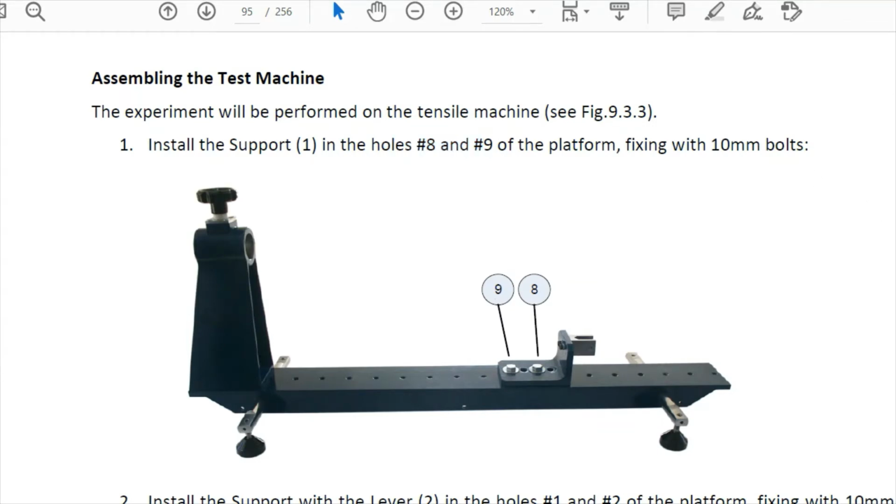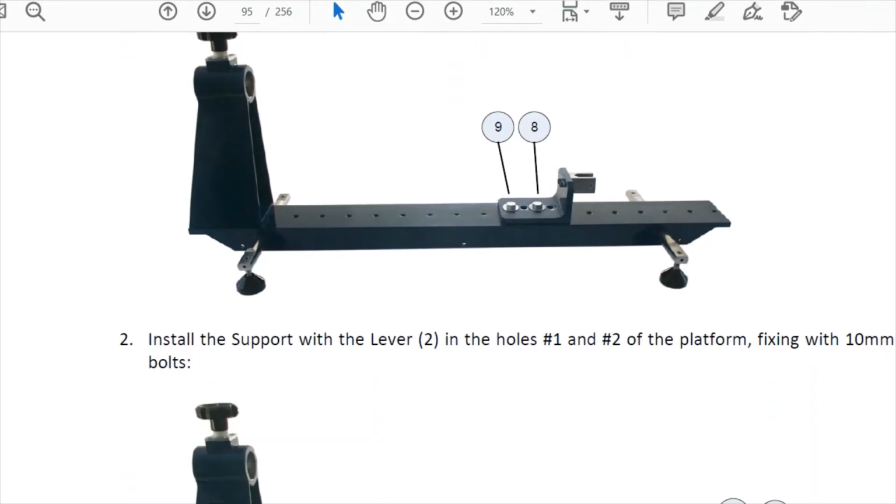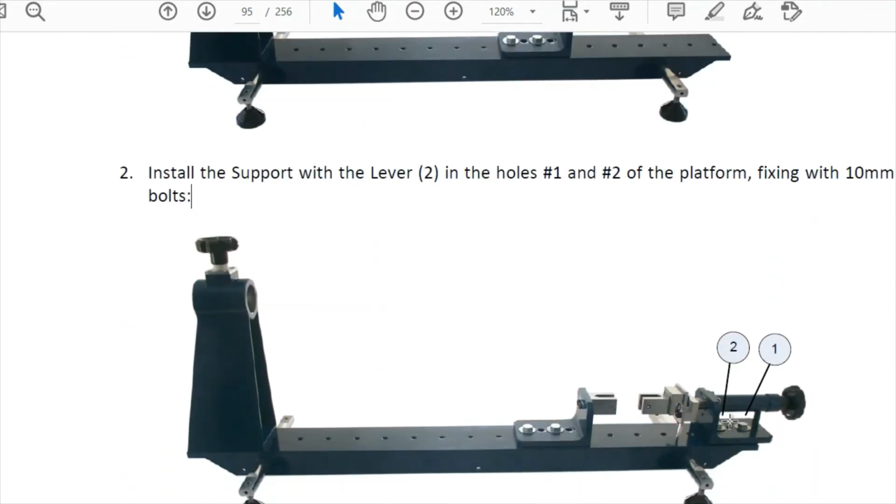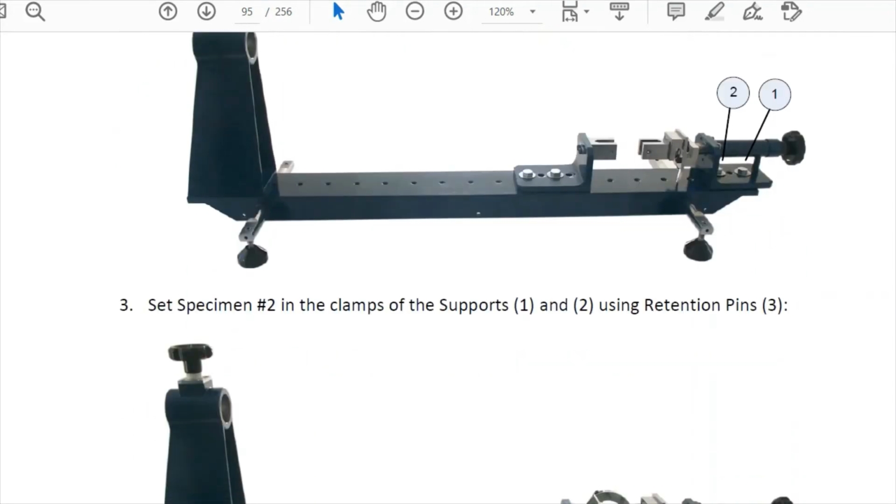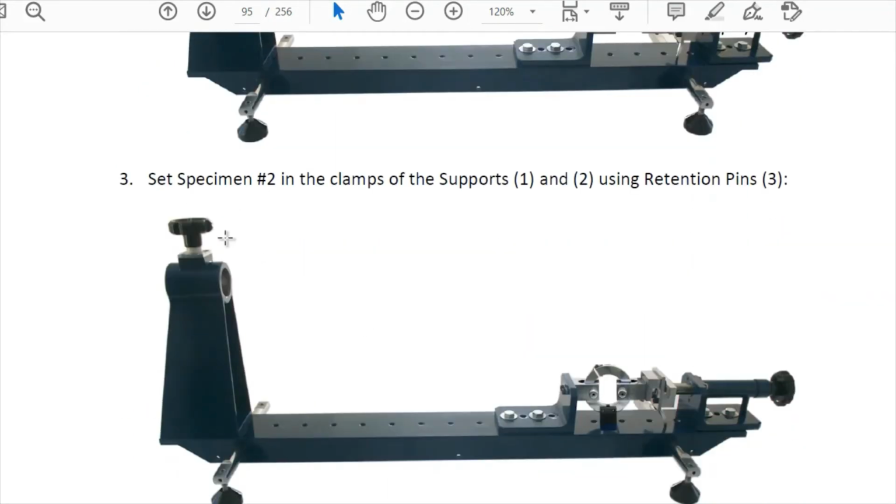Step number 2, we need to fix the support with lever, which is this element. We can fix it in holes number 1 and 2 with the bolts, and then lastly we can bring our specimen number 2 in the clamps of support 1 and 2.